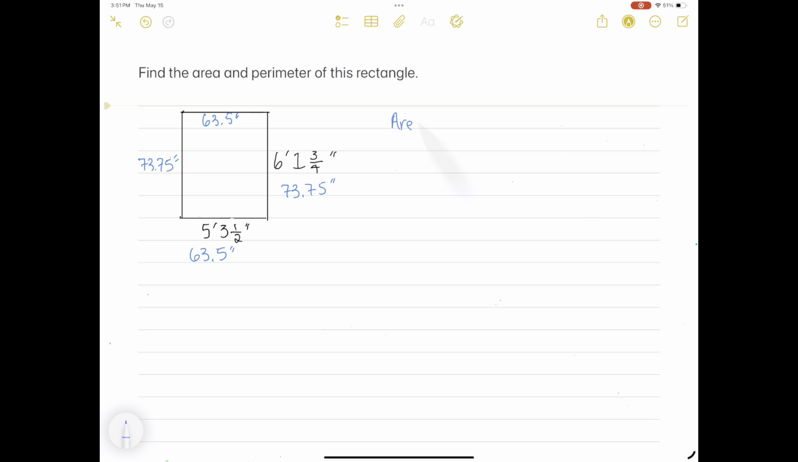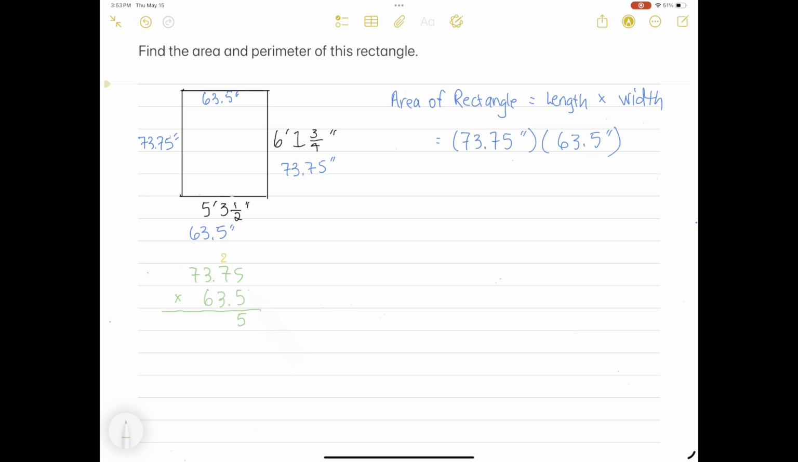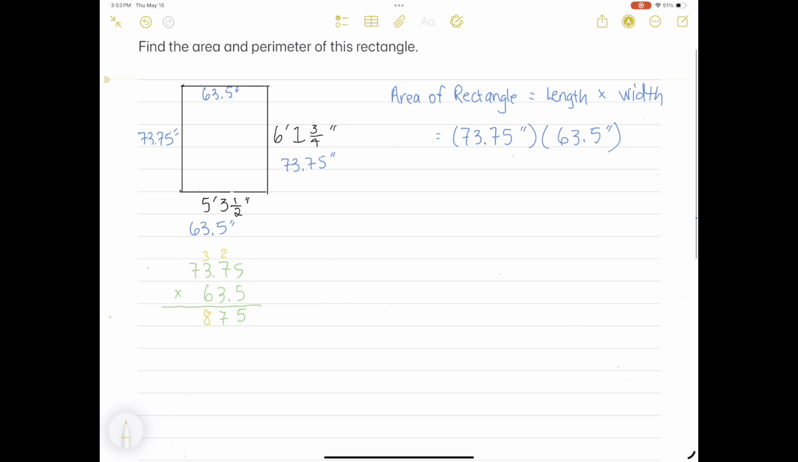Okay, now we're ready to find the area of this rectangle. The area of a rectangle equals the length times the width. So we have a length of 73.75 inches times the width of 63.5 inches. And as I said before, it's tempting to just grab the calculator, plug these numbers in, and get a quick answer. But when you are learning math, it's good to do these calculations by hand to reinforce these skills.